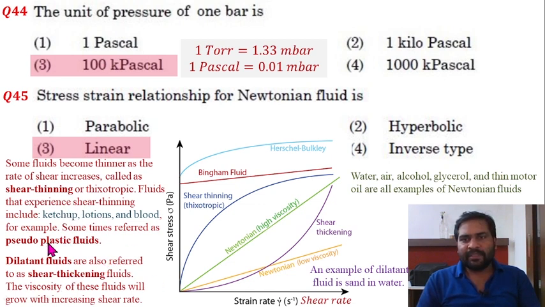Examples are also mentioned here. For Newtonian fluid, water, air, alcohol, glycerol and thin motor oil are examples of Newtonian fluid. So they are following a linear relationship. Option 3 is correct here.